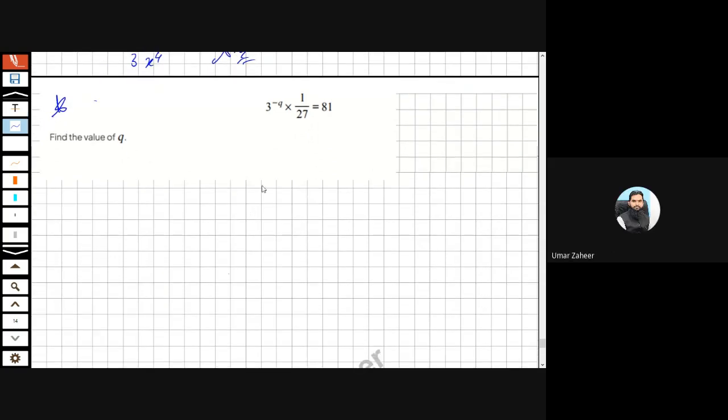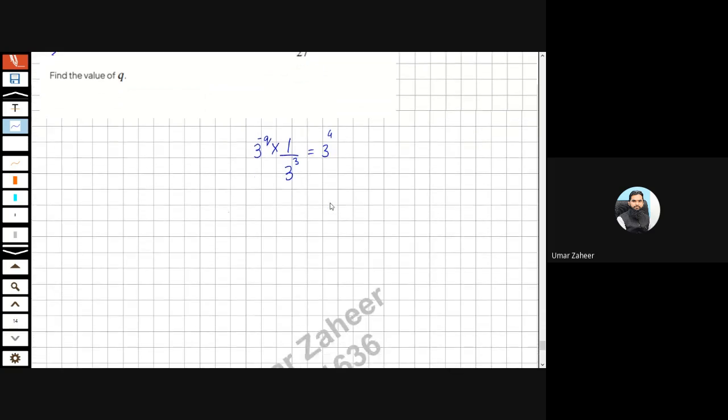Yes, Hafsa, tell me what will be our first step here. What will be the first step here? First step is to find the prime factor of 27. Yeah, that is 3 cube, and 81 will be 3 raised to power 4, I think. 3 times 3 is 9, 9 times 3 is 27, 27 times 3 is 81. All right. Yes, Mariam, what will be the next step?